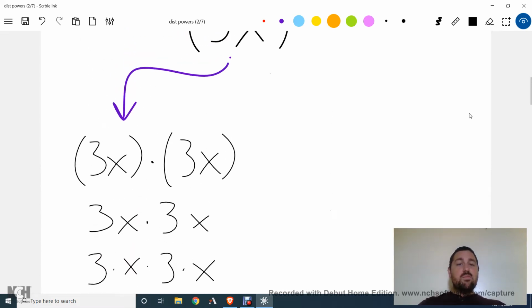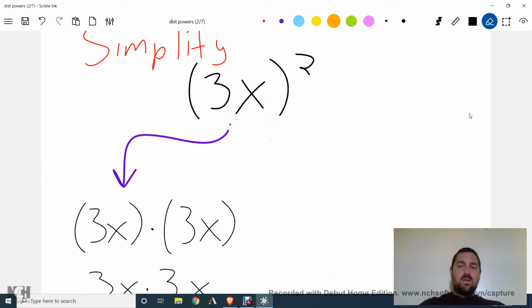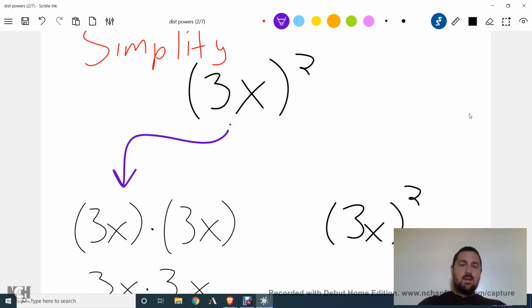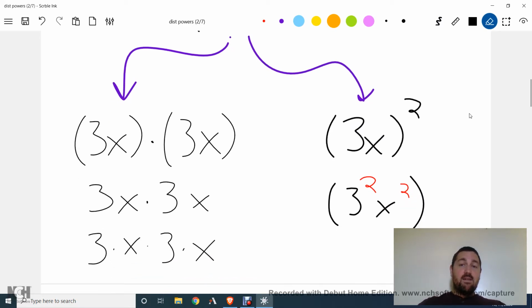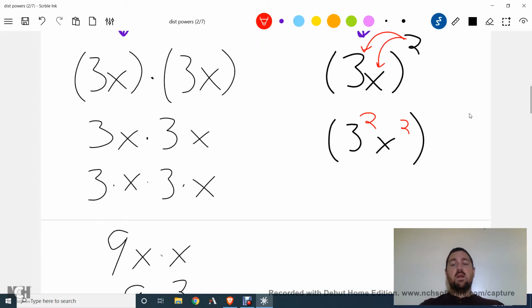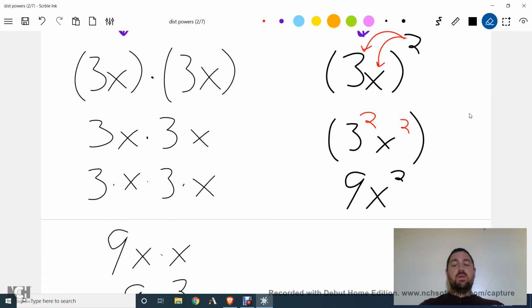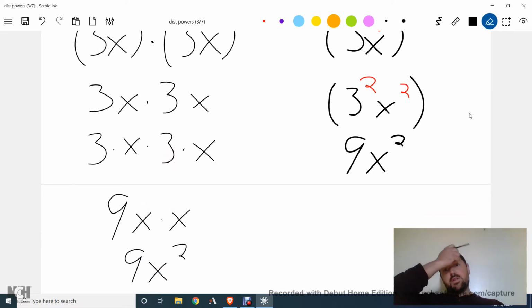So from a distribution standpoint, what this looks like is that we have this second power, and the second power effectively gets distributed inside the parentheses to both of those parts, right? So we end up with a 3 squared and an x squared, just like we had over here, and we're done. That's what distribution of powers or exponents across multiplication means, right?